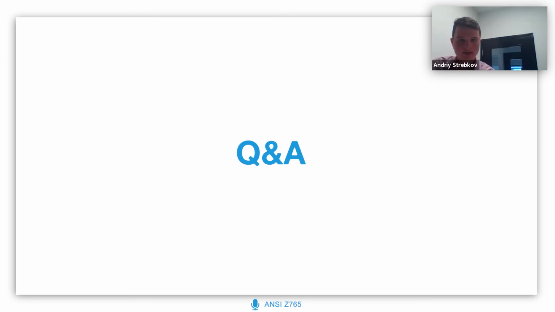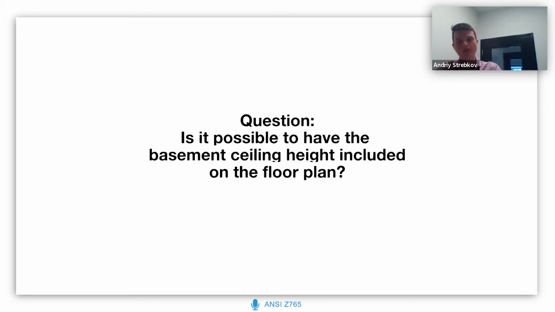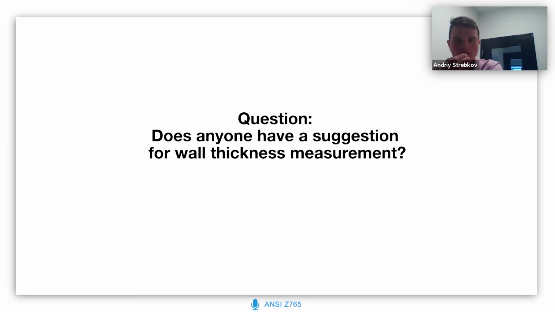Let's take a look at some of the questions here. First of all, Dustin is asking, is it possible to have the basement ceiling height included on the floor plans? There is no way at this point, unfortunately, to include the ceiling height right on the floor plan. Peter is asking, but it's always a guess. Does anyone have a suggestion for wall thickness measurement? You can use a tape measure, but I know some people who just automatically apply 6.5 inches by default because it's quite common.